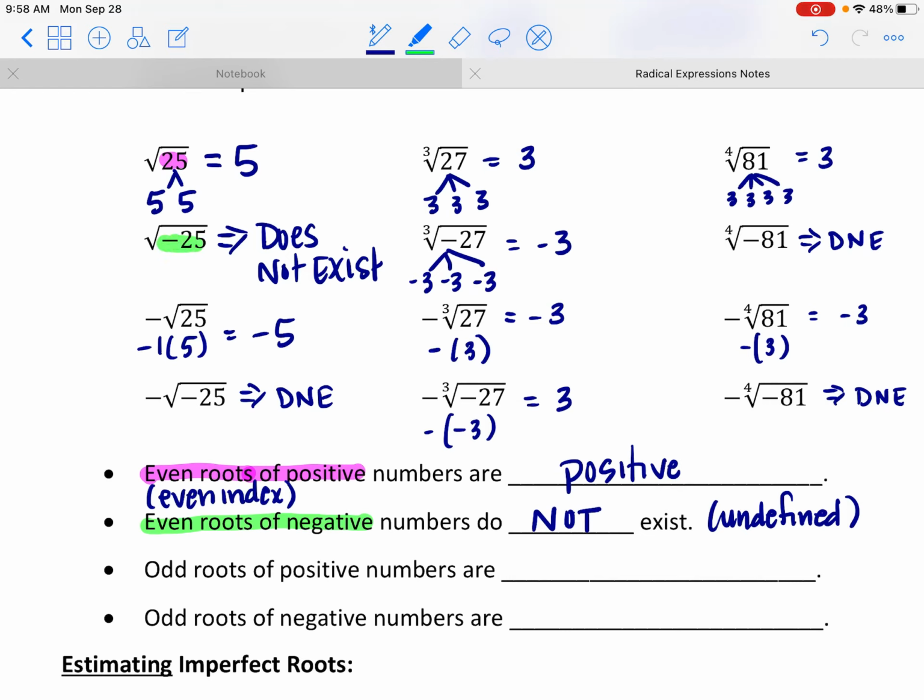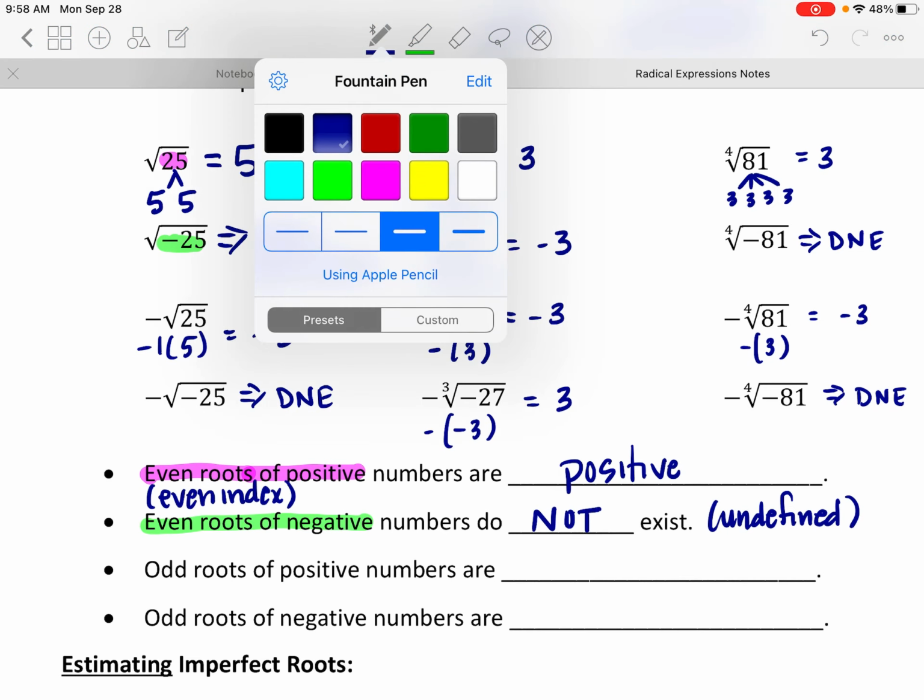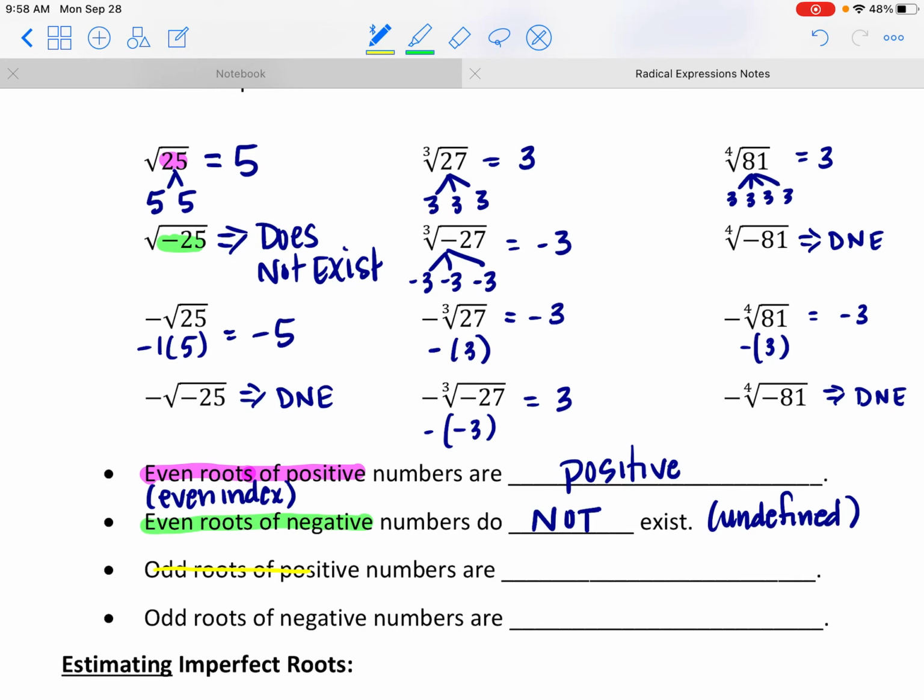Okay, now odd roots are unrestricted. An odd number of positives makes a positive, an odd number of negatives makes a negative. So odd, let's go another color, odd roots of positive, that's not what I wanted, I'm sorry. Odd roots of positive numbers, like the cube root of 27, is going to make a positive result. So odd roots of positive numbers are positive. And odd roots of negatives, an odd root of a negative is going to be negative.